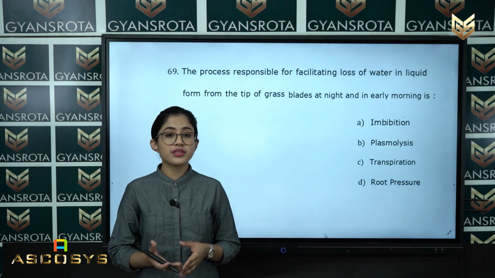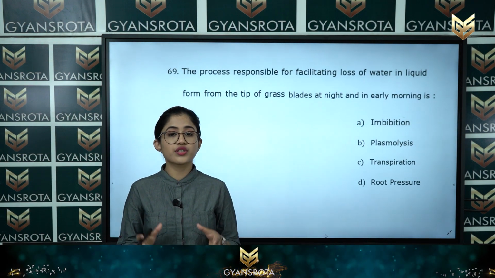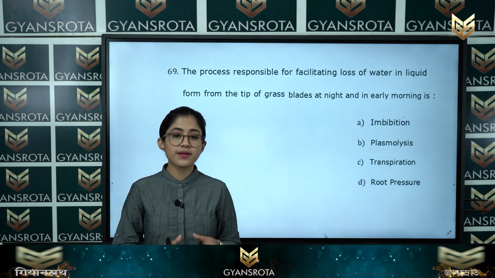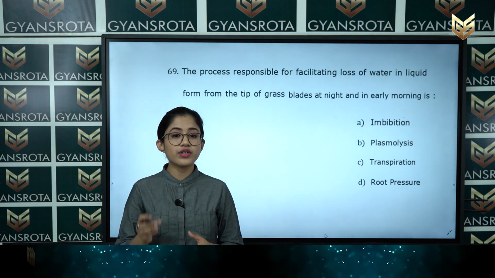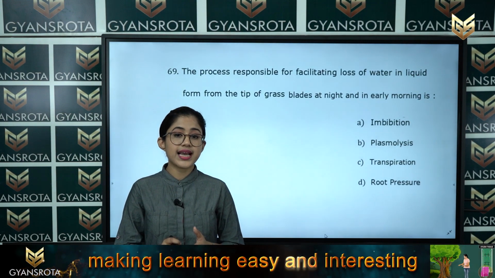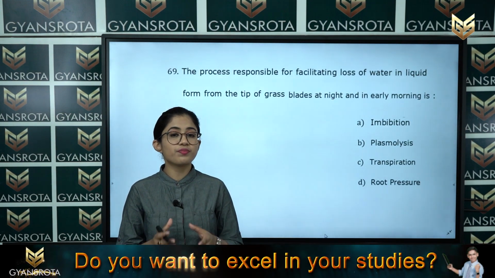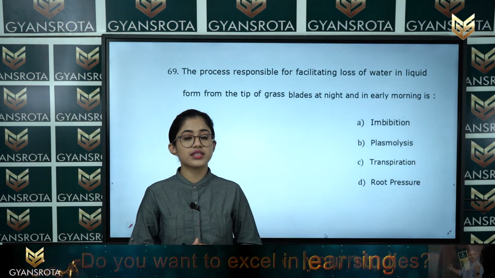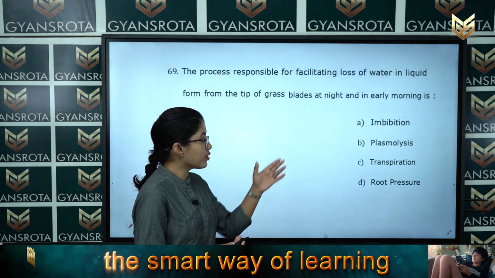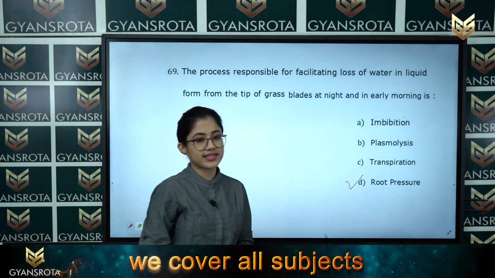So, it is from the chapter transport in plants. There we have discussed that the process which is responsible for facilitating loss of water in liquid from the tip of grass blades at night and in early morning is due to the root pressure. So, this process is called root pressure. So, among these four options, option number D is the correct answer.